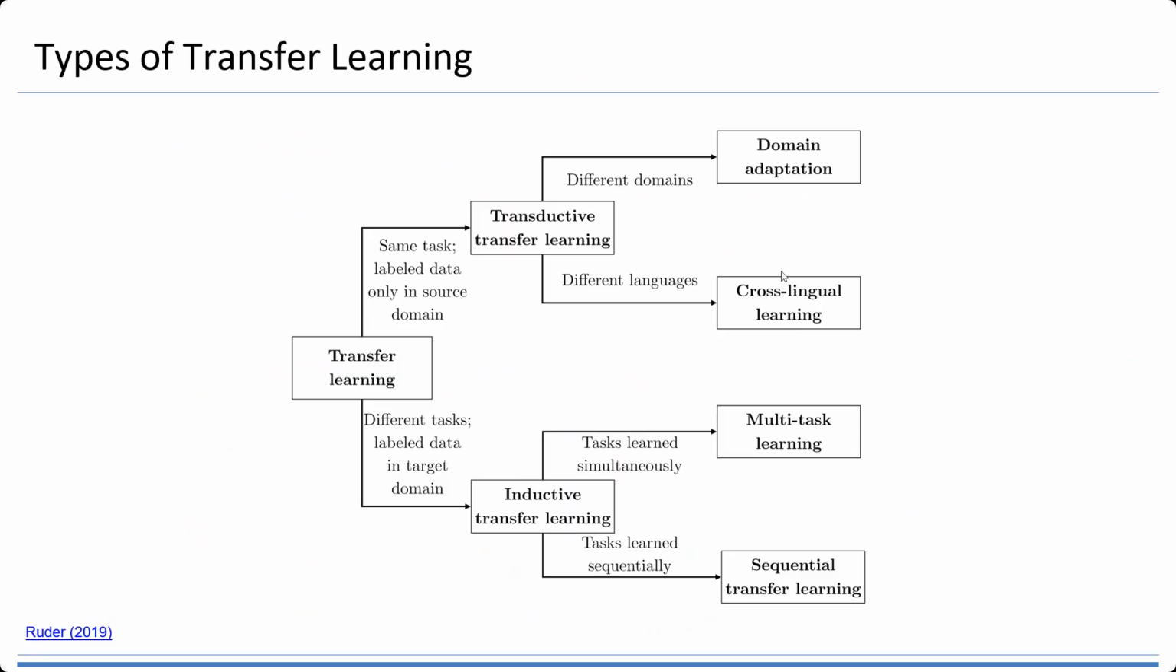So the last one is about transfer learning. Last week we learned about transfer learning, and you learned there are some variants of it, whether it is transductive transfer learning, domain adaptation, or cross-lingual learning, and then inductive transfer learning. In the inductive transfer learning, we have multitask learning, or we have sequential transfer learning. Domain adaptation. What is domain adaptation?